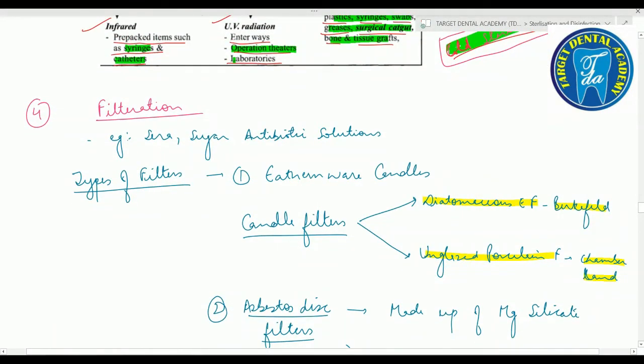The last method in the physical methods is filtration. It is used to sterilize syrup, sugar and antibiotic solutions. Types of filters: number 1, the earthenware candles. We have two types of candle filters: the diatomaceous earth filters, example is Berkefeld, and the unglazed porcelain filters, example is Chamberland. Important.